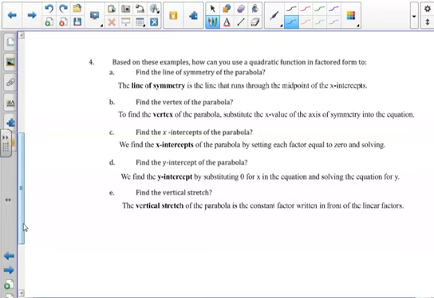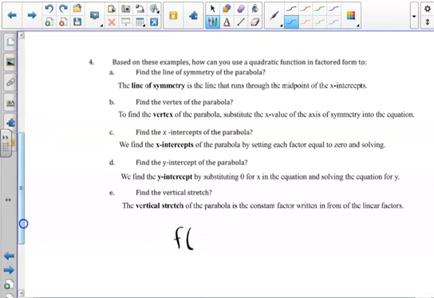To find the x-intercepts of the parabola, we would set each factor equal to 0 and solve for x. To find the y-intercept of the parabola, we would substitute 0 for x in the equation and solve for y. And finally, the vertical stretch of the parabola will be the constant factor that's written in front of the linear factors.